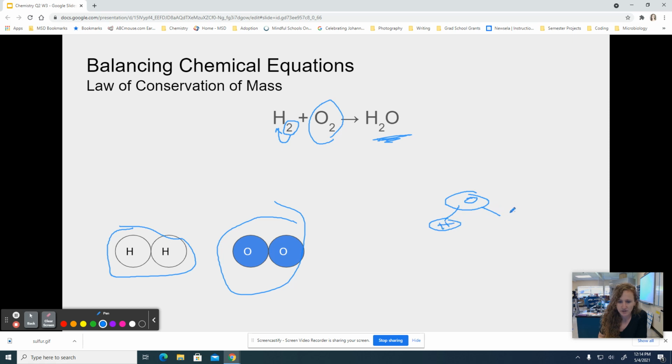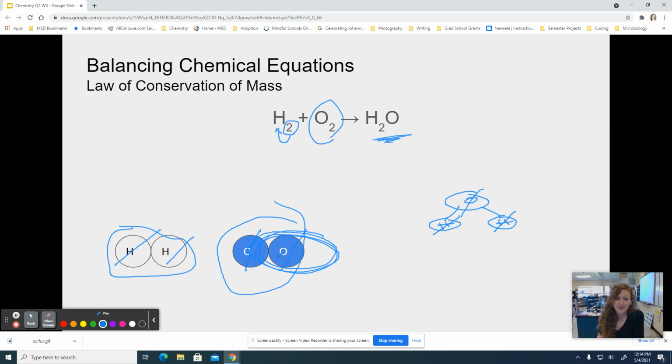connected to two hydrogens. So as I have the reaction written, do I have the same amount of matter on both sides of the equation? Notice that I have two hydrogens on the reactant side. I have two hydrogens on the product side. Okay, so that lines up. Now here I have two oxygens on the reactant side and only one on the product side. So this oxygen seems to have disappeared. Where did it go? Well, it seems to have disappeared because this is not a balanced reaction.